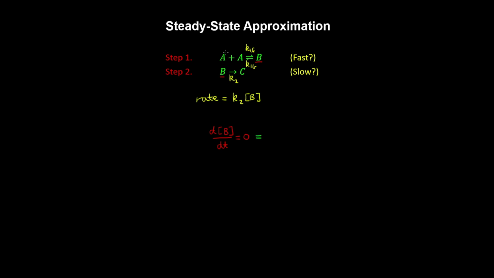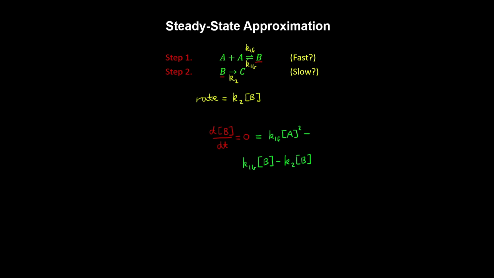So in step 1, we can write the rate law for the forward reaction as follows. And in the backward reaction, B is being consumed, so we subtract k-1 by the concentration of B. And in the second step, B is being consumed, so we'll write k2 by the concentration of B.